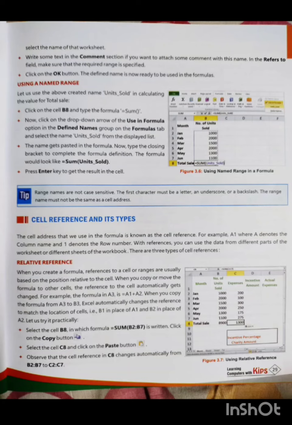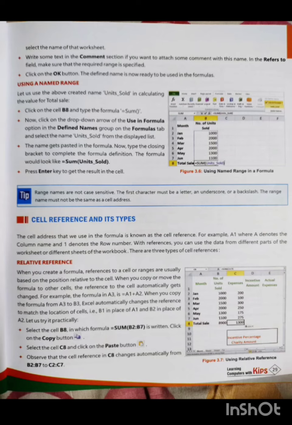Next one is absolute reference. What is an absolute reference? An absolute reference is used when we do not want to change the address of the cell while copying the formula to another cell. Suppose we want the cell address to be pasted as it is, then we use absolute references. Let us understand it with an example.